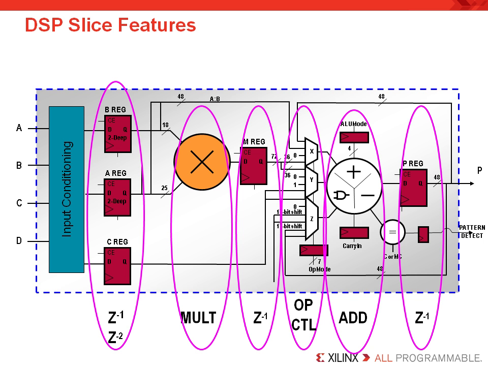Now, input conditioning includes the pre-adder and input pipeline registers. The pipeline registers, labeled here as Z1 and Z2 in the diagram, exist in several places within the DSP slice to maximize performance, just like any pipelined application. The multiplier and the adder are the main workhorse components of the DSP slice.